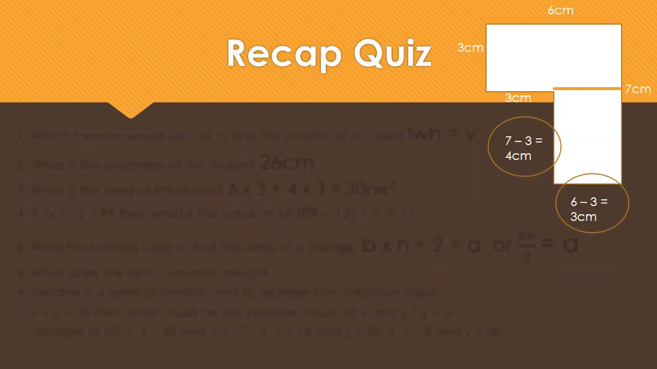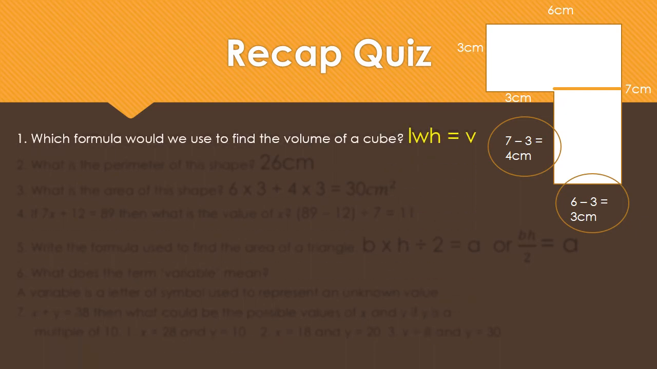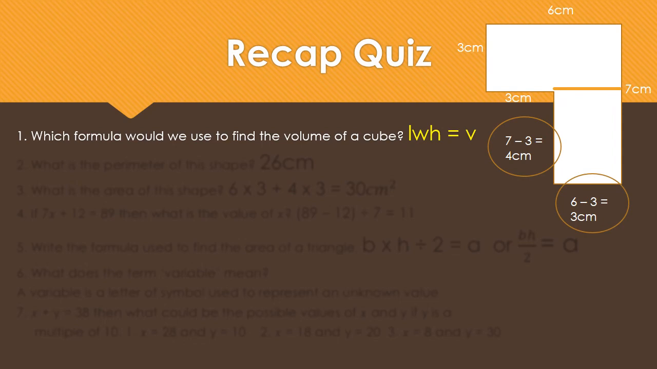Which formula would we use to find the volume of a cube? We do length multiplied by width multiplied by height equals volume. You may have those letters in a different order, and that is fine because multiplication is commutative, so well done. Number 2, what is the perimeter of this shape? Look at the shape shown on screen. There are 2 lengths that we're missing, so we'd need to work them out. We'd have to use the other information which we are being given.